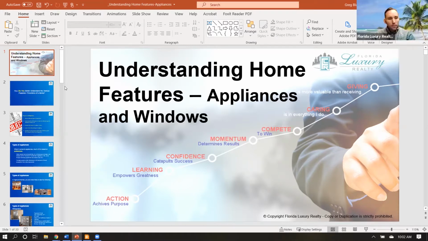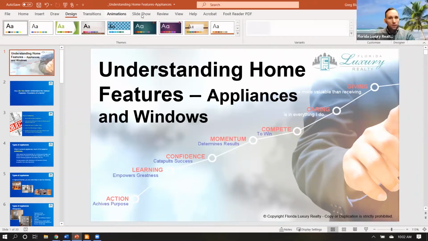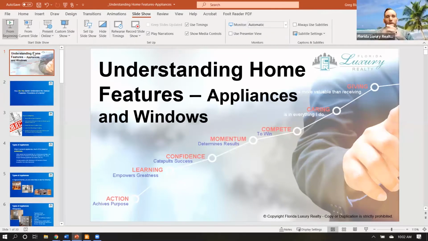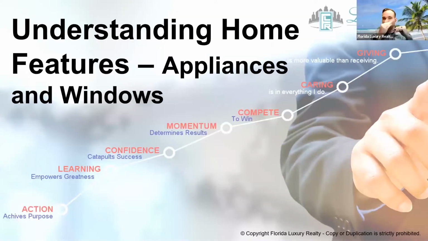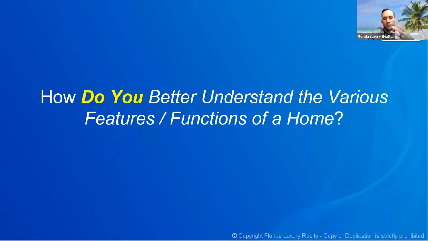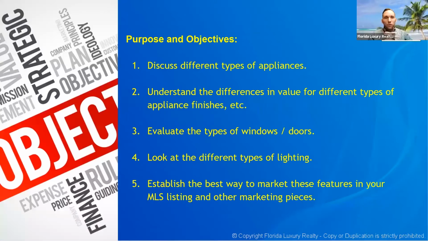So let me go ahead and begin the presentation here. Slideshow begin. All right, sorry. So understanding home features, appliances, and windows. So we're going to talk about this today. How do you better understand the various features and functions of a home? That's kind of the point of this entire series. So today, we're going to talk about different types of appliances. We're going to understand the differences in finishes and things like that. We're going to evaluate the types of windows.